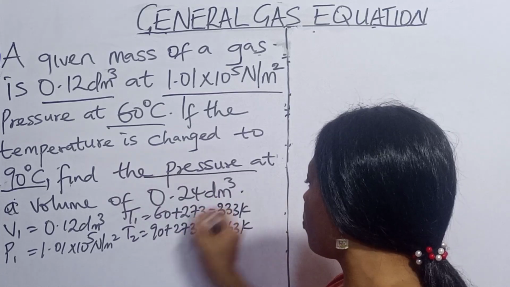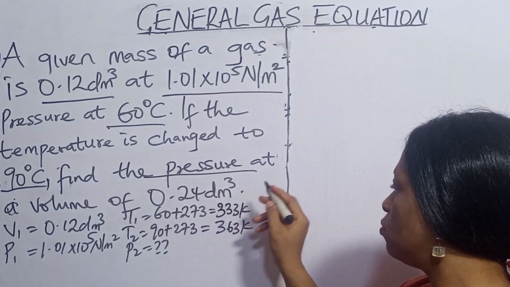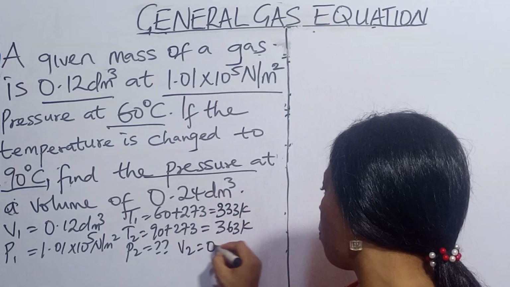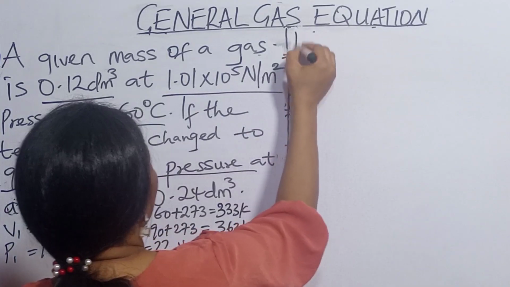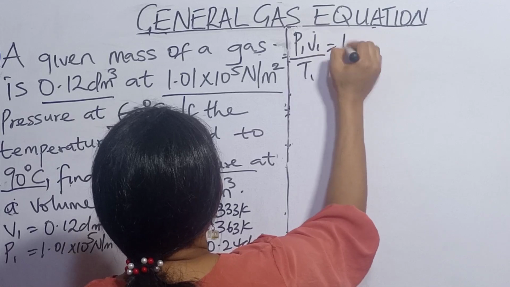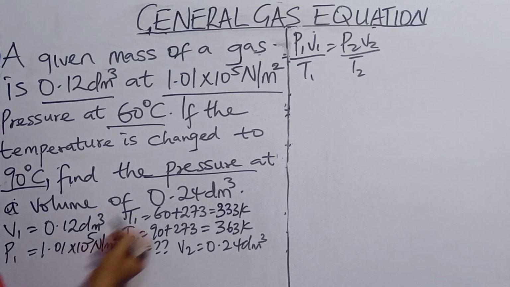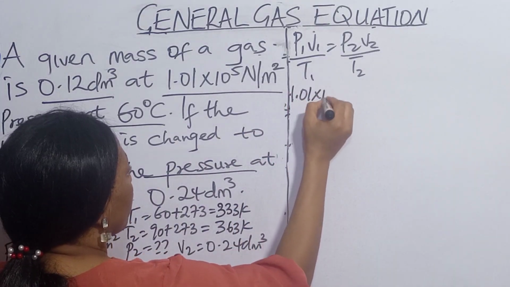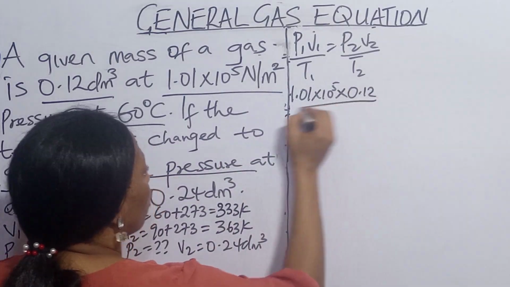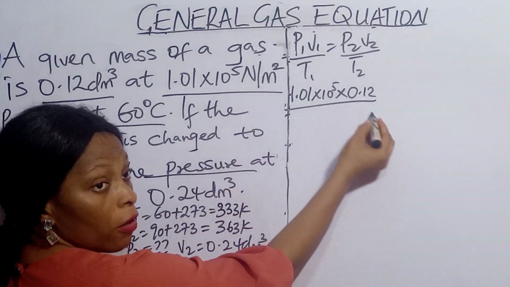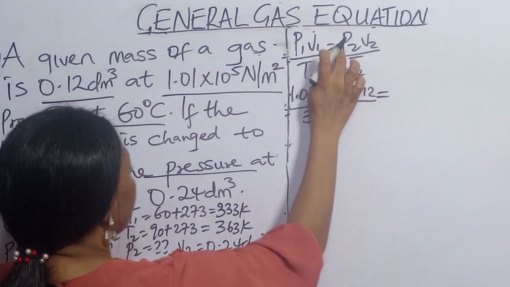Find the pressure. So we are looking for pressure. P2 is what we are looking for at a volume of 0.24 dm cube. So V2 is 0.24 dm cube. So let's solve using our formula. P1V1 over T1 is equal to P2V2 over T2. So you have that P1 is 1.01 times 10 raised to the power 5 times V1, which is 0.12, all over T1, which is 333, is equal to P2.